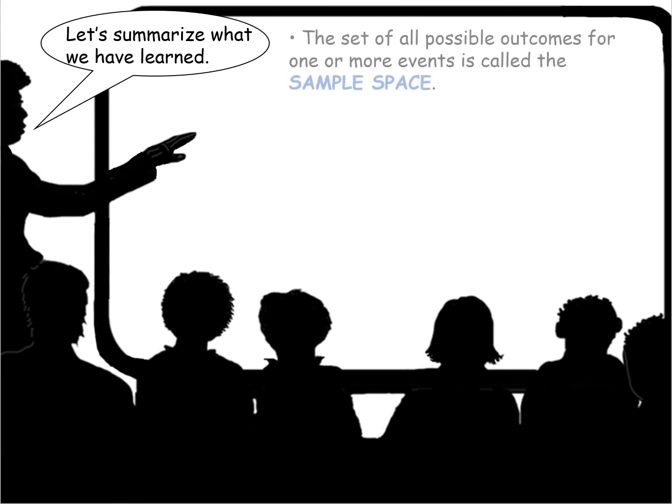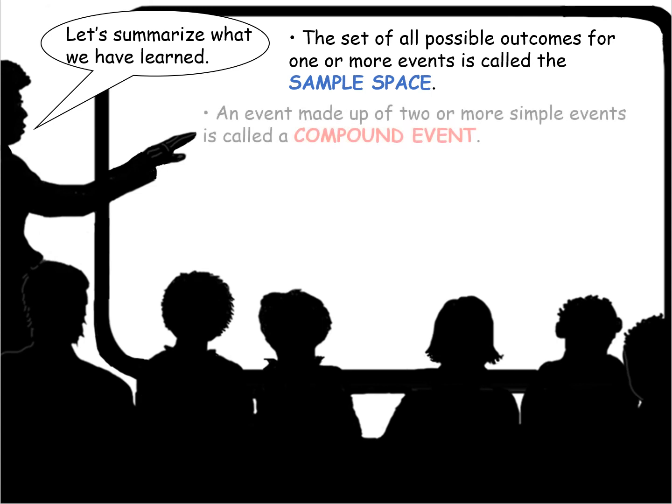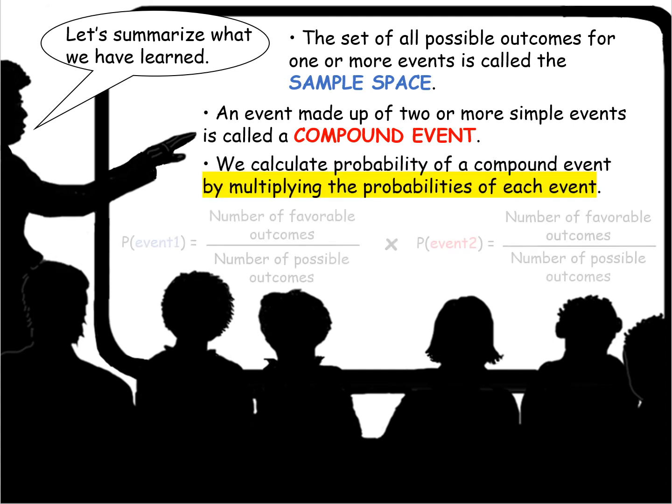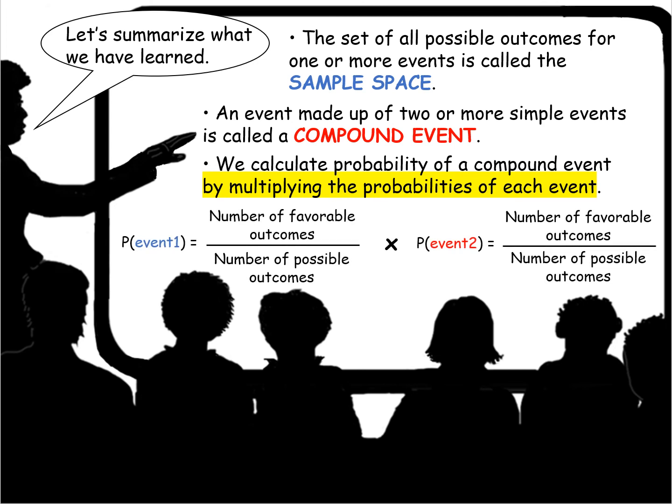Okay, so let's summarize what we've learned. The set of all possible outcomes for one or more events is called the sample space. An event made up of two or more simple events is called a compound event. We calculate the probability of a compound event by multiplying the probabilities of each event.